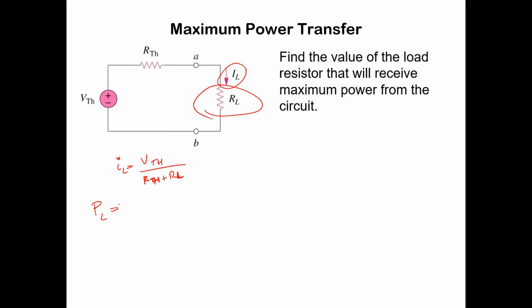And then the load power, for simplicity, is going to be the load current squared times the load resistance, right? That's one way of calculating power. If you know the current of a resistor, I squared R. IL is V Thevenin over R Thevenin plus RL, so we're going to plug this into that, and we get that the load power is just V Thevenin squared times RL over R Thevenin plus RL, squared. That's just plugging in IL equals V Thevenin over R Thevenin plus RL, squaring it, and multiplying it times RL.